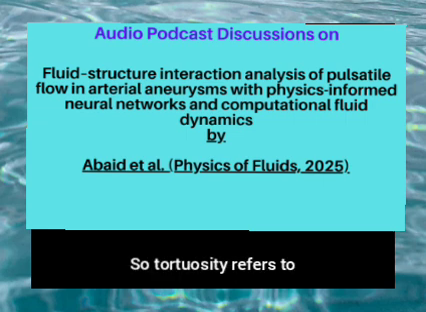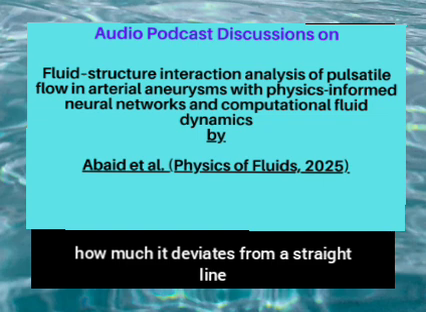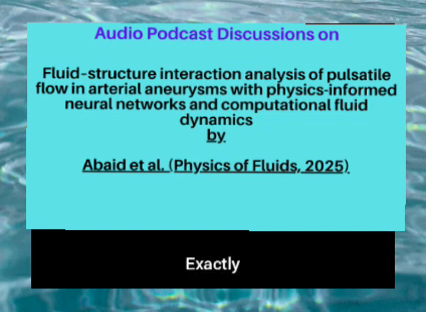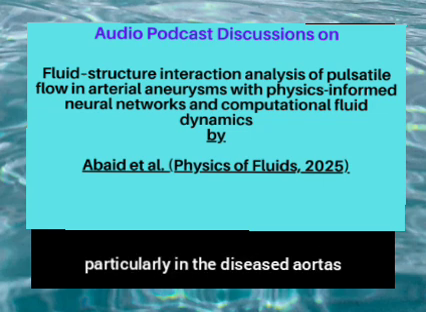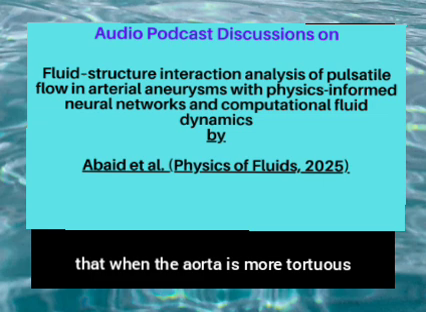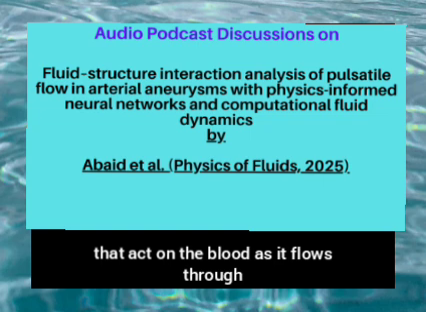So tortuosity refers to how much the aorta twists and turns, how much it deviates from a straight line. Okay, so some aortas are curvier than others. Exactly, and this can have a big impact on WSS distribution, particularly in the diseased aortas. How so? Well, the researchers found that when the aorta is more tortuous, those curves and bends create centrifugal forces that act on the blood as it flows through.